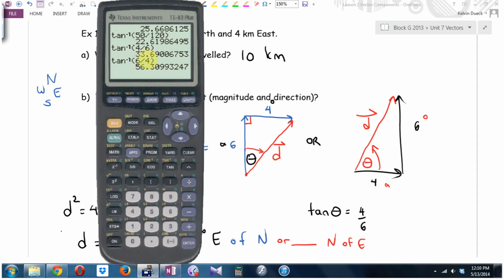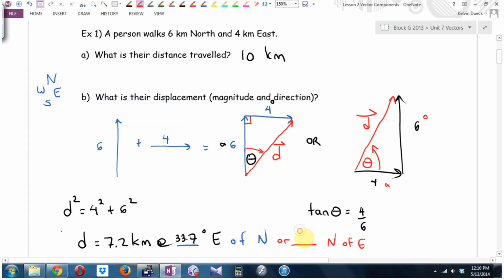These two angles will always add to 90. There's a fancy name for that. They're complementary angles. I would also take 56.3 degrees north of east. I take both answers. But with the 33.7, you have to have east of north, not north of east. And with the 56.3, you have to have north of east, not east of north.